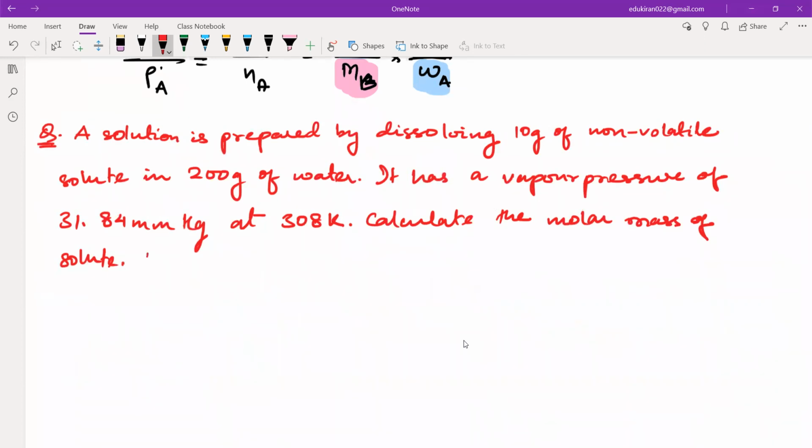Okay, we need one thing. Vapor pressure of pure water is equal to 32 mm of Hg.